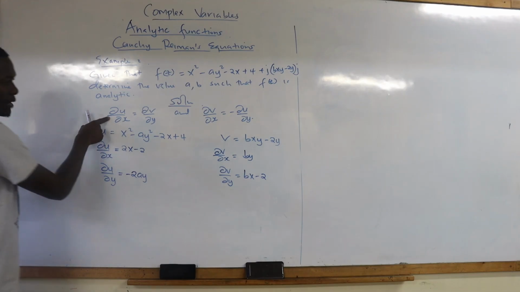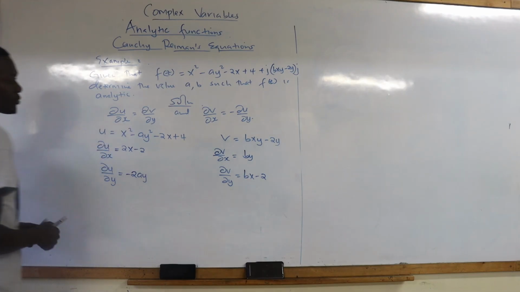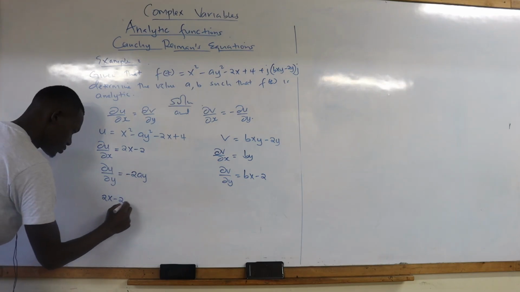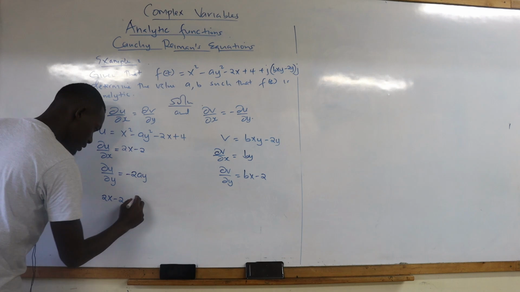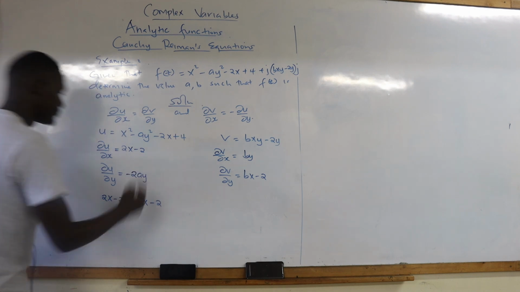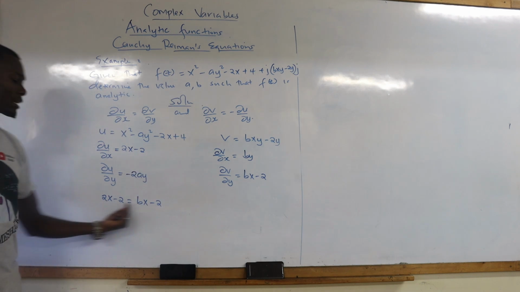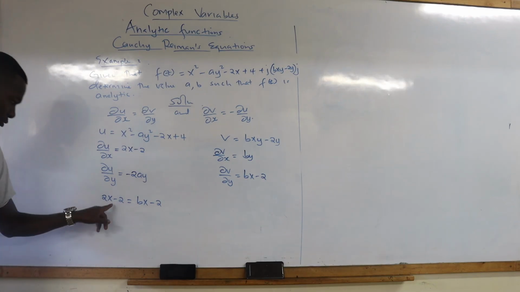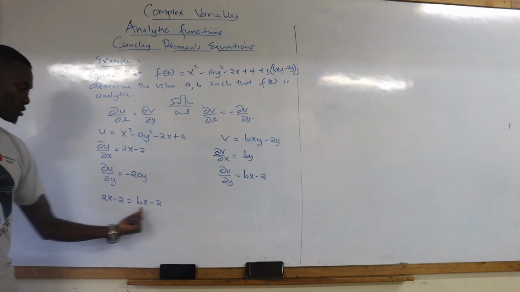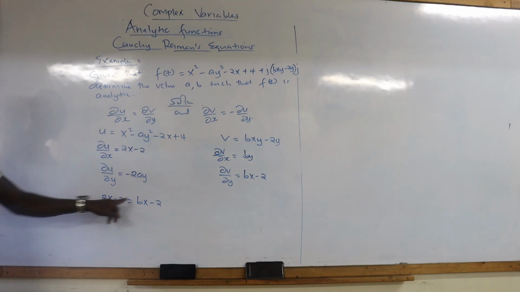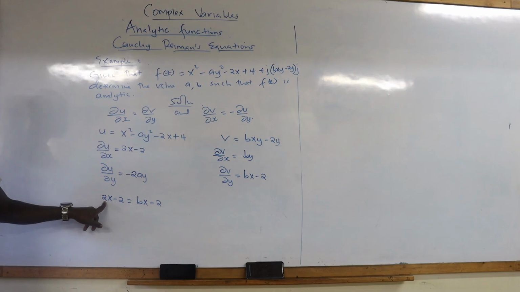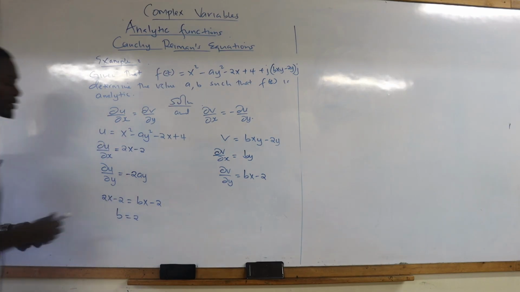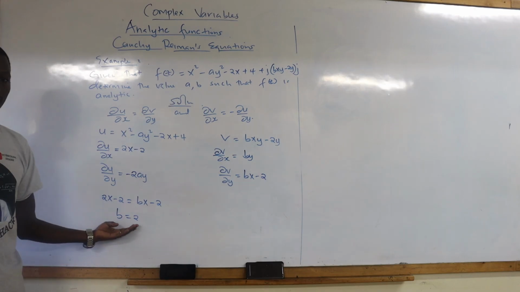So now we compare our du/dx with our dv/dy. Our du/dx is 2x minus 2, and our dv/dy is bx minus 2. If you compare the two functions directly, you can see we have a negative 2, a negative 2, an x, and an x. So if these two functions are the same, the value of b becomes 2. I hope you can already see that. So our value of b is 2.